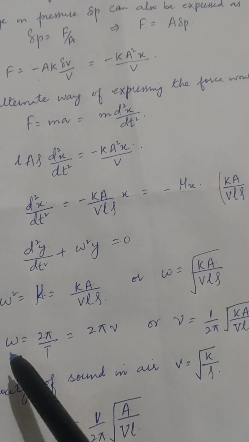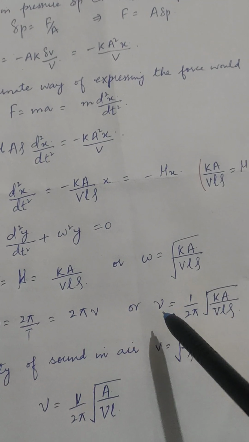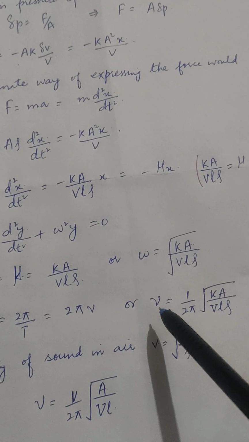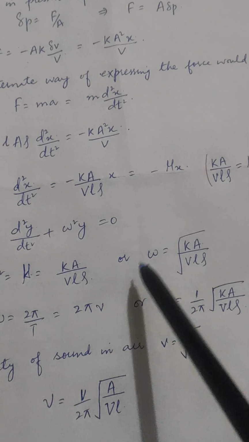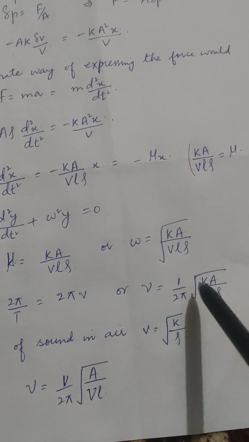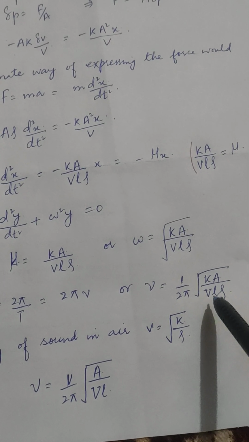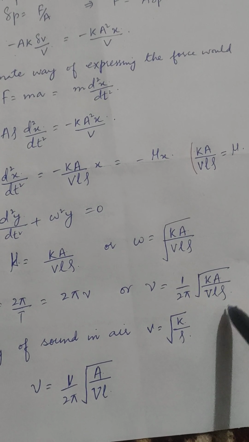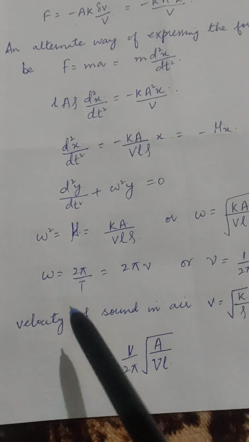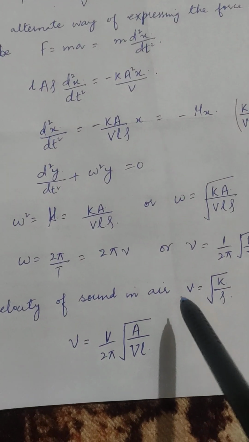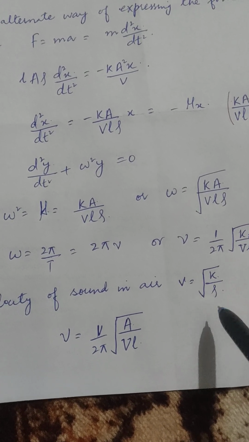Okay. Now we know that omega is 2 pi by T and reciprocal of time is frequency. From here, it is easy to calculate the frequency that comes out to be 1 by 2 pi. Obviously, from here, for omega, we will give this value that K A by V L rho. V is of course the volume, and L is the length of the neck, and rho is the density of air inside the container. Now, velocity of sound in air is known to all of us, that it is equal to under root of bulk modulus by density of air.